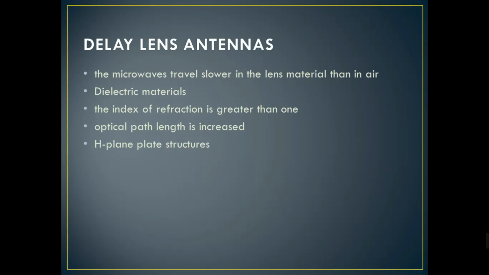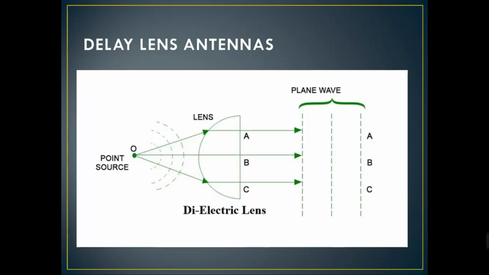These types of antennas are usually used at microwave frequencies, as for frequencies less than 3 GHz, they become heavy and bulky. The index of refraction is greater than 1, so the path length is increased by passing through the lens medium. This is similar to the action of an ordinary optical lens on light.